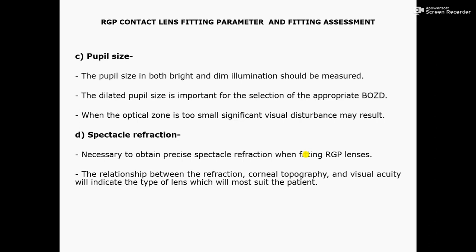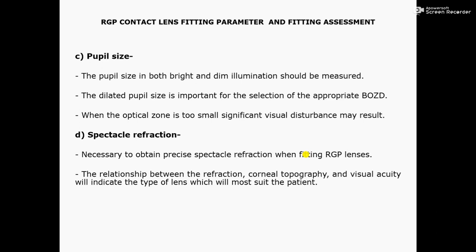Number D, spectacle refraction. It is necessary to obtain a precise spectacle refraction when fitting RGP contact lens. The relationship between the refraction, corneal topography and visual acuity will indicate the type of contact lens which will be most suitable for the patient. Here, spectacle refraction should be perfect because it indicates the type of contact lens which will be most suitable for the patient.